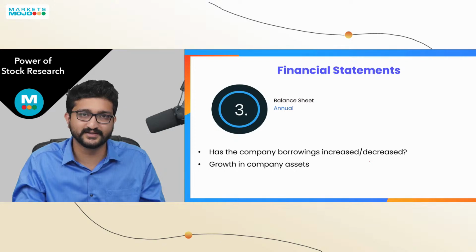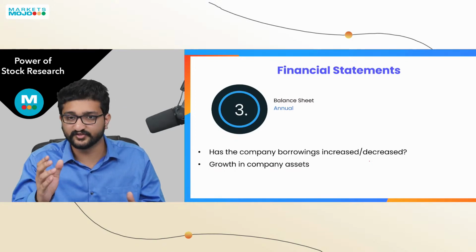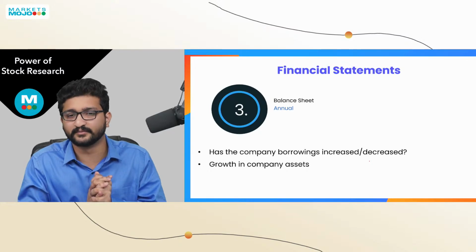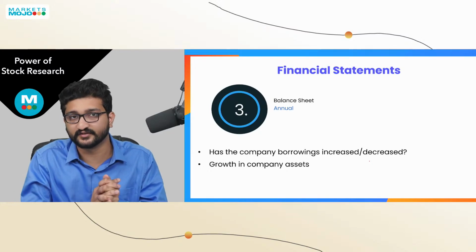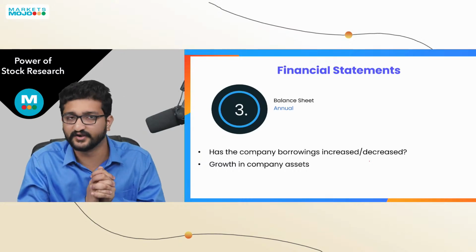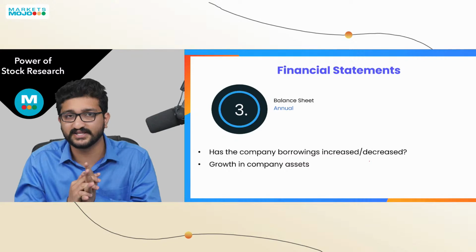Moving to the next one, we look at the balance sheet. And just below the name, we've written annual because this comes annually in a system. Here we look at, has the company's borrowings increased or decreased? This is another important thing we look at. And the growth in the company's assets, the current asset and the fixed assets, are they actually growing?